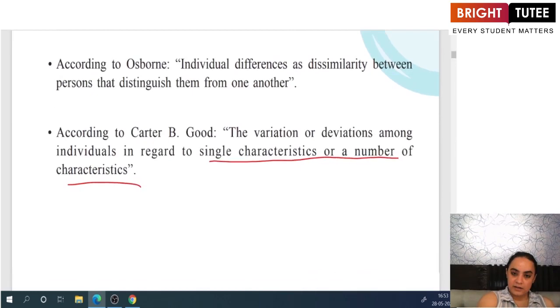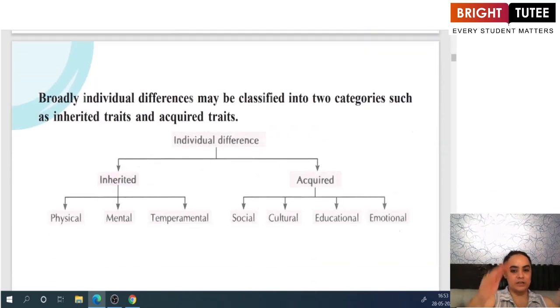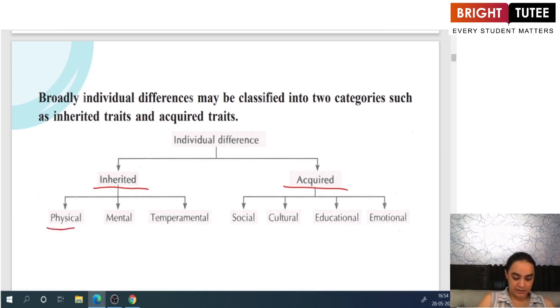So now let us talk about the broad classification of how individual differences can be categorized. We can classify individual differences on the basis of their inherited traits, those traits, those qualities that they have inherited from their parents, and those traits and qualities that they have acquired after a rigorous learning process. So your individual differences may arise either out of what you have inherited or what you have acquired. Inherited individual differences can be physical, can be mental, and can be temperamental. That is on the basis of your behavior, how you react in a particular situation.